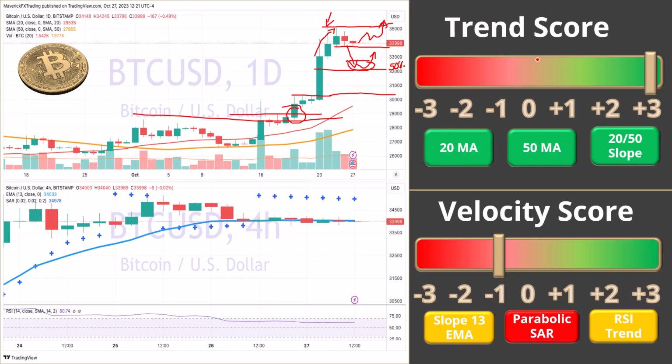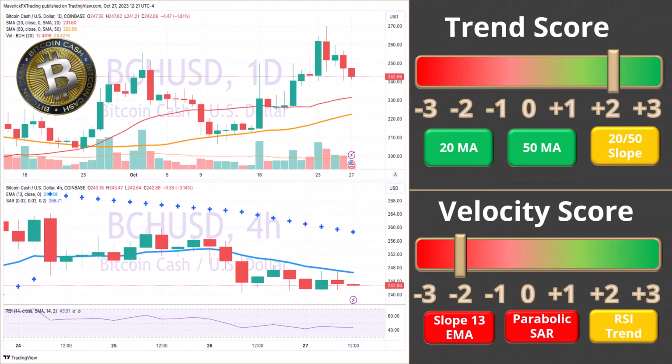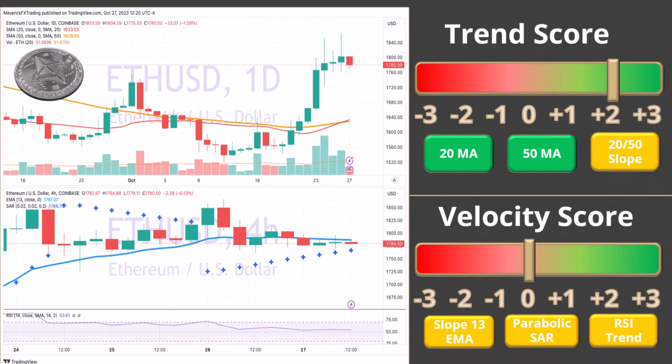So Bitcoin is by far the best currency in the crypto space. If we come over here to Bitcoin Cash, okay, look, it still looks okay. But again, we want to buy the best performers right now. And there's nothing in this chart telling us that Bitcoin Cash is going to become the best over the next couple of weeks. So yes, it looks okay, but I don't want to touch it.